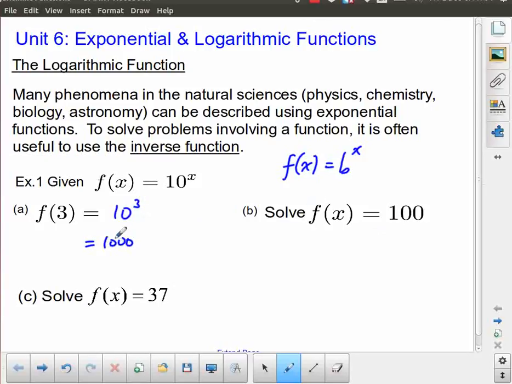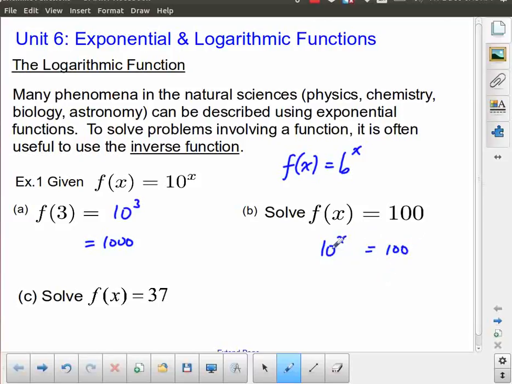That's not particularly interesting, other than the fact that it lays down the groundwork. Well, what is an exponential function and how do we interact with it as a function? But now what if we get asked to solve an exponential function? That gets a little bit more interesting. So now if we're asked to solve f of x equals 100, that's the same thing as saying that 10 to the x is equal to 100.